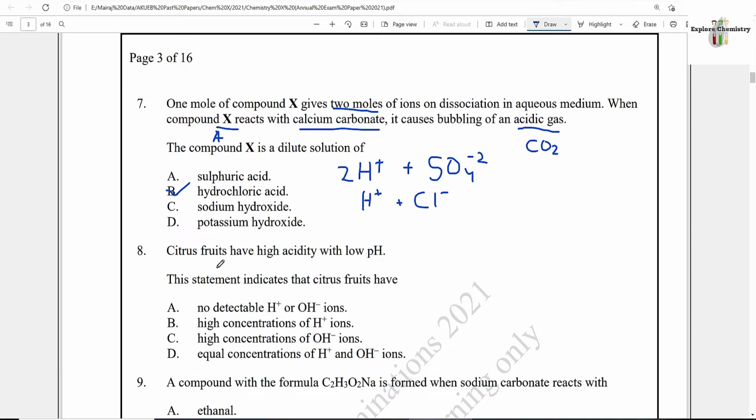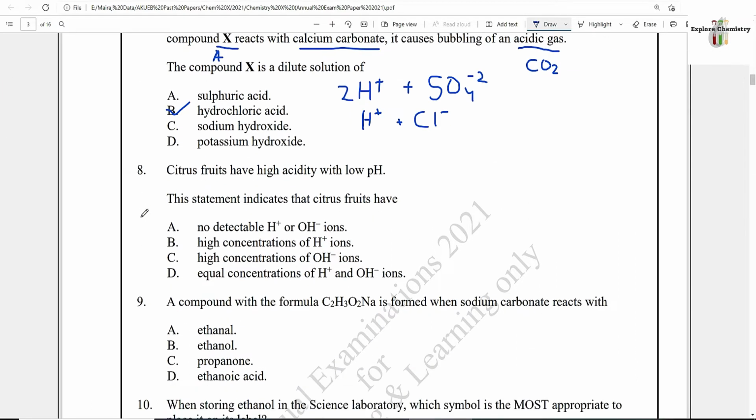Question number 8: citrus fruits have high acidity with low pH value. High acidity means, what does this statement indicate that citrus fruits have? You have to identify the correct option. Let's see the options. Option A is no detectable hydrogen or hydroxyl ion. If no detectable hydrogen or hydroxyl ions are present, then we cannot find pH, because pH is minus log of the concentration of hydrogen ion. To find pH, we should have hydrogen ion concentration.